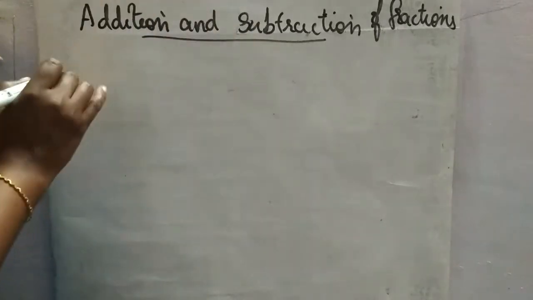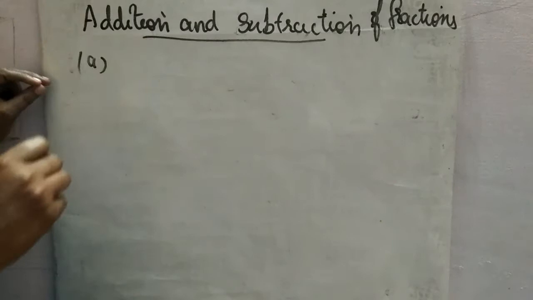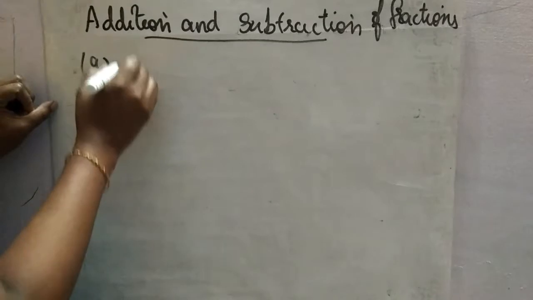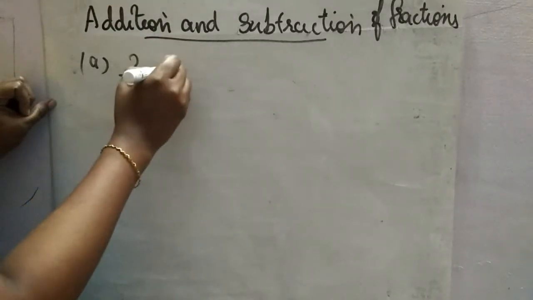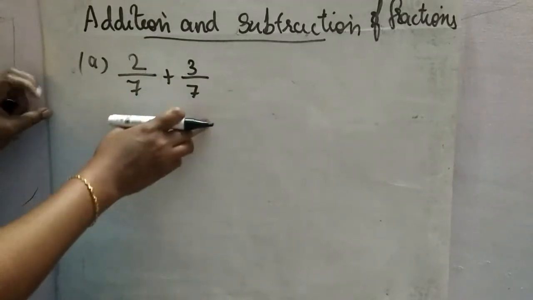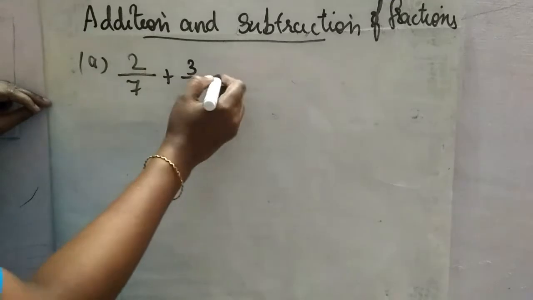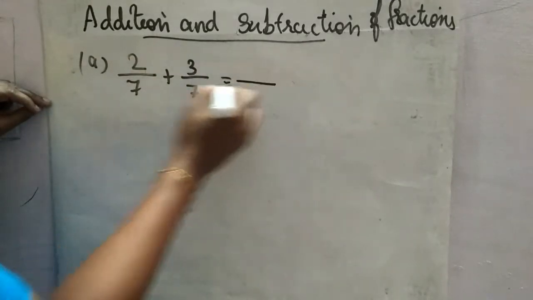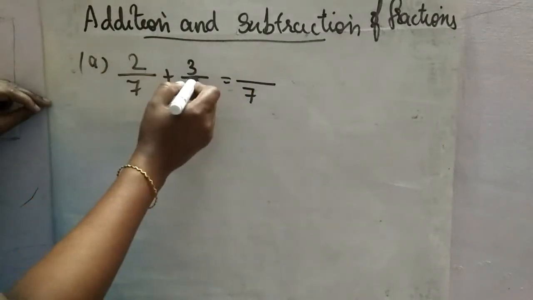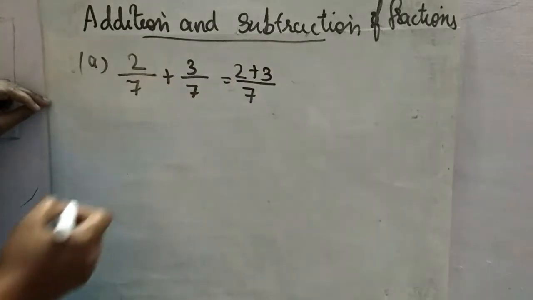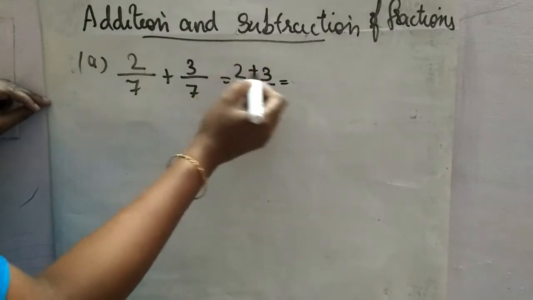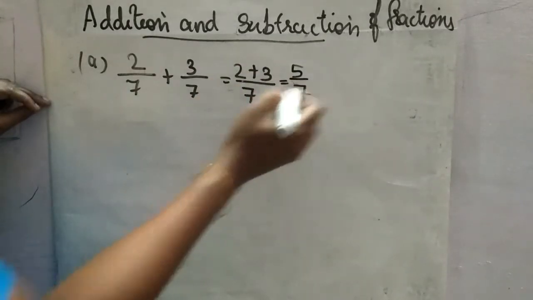In addition and subtraction of fractions, the first step is to make sure that the denominators are the same or not. Here the denominators are the same, isn't it? If the denominators are the same, add the numerators and write the same denominator. The numerators are 2 and 3. 2 plus 3. Add the numerators and write the same denominator: 5 by 7.